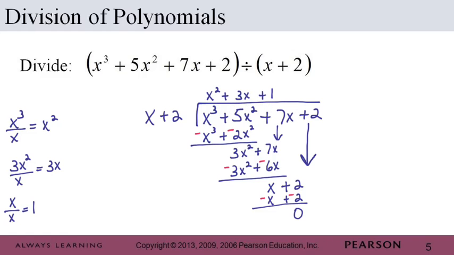Now if you wanted to check your work, remember how you used to check your work in grade school? You would take whatever you got for your answer and multiply it times your divisor, and when you multiply these two back together it should make the number you were dividing into. And sure enough, if you were to take the time to multiply x squared plus 3x plus 1 times x plus 2 and combine all the like terms, you would get x to the third plus 5x squared plus 7x plus 2.